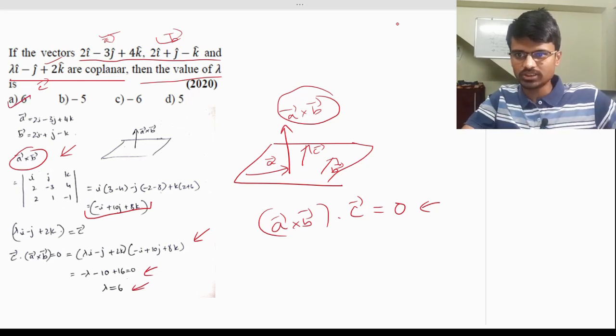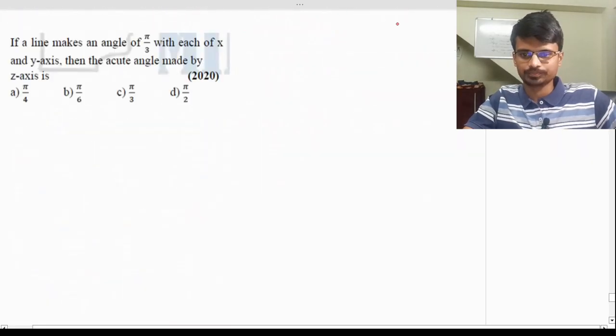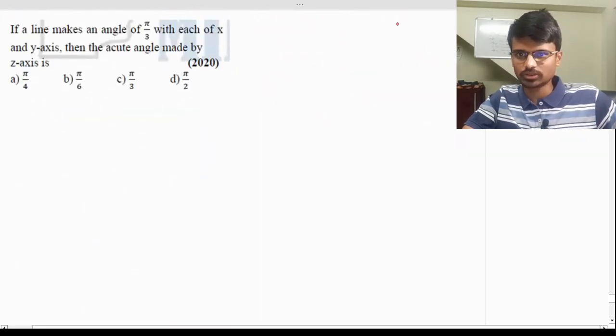So the value is 6. So this is a good question. You can expect a similar question maybe. Coming to the next question. So this is an easy question.